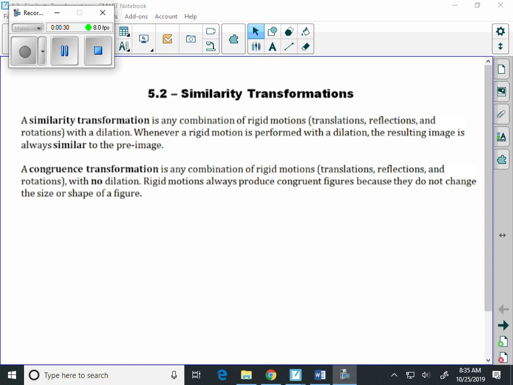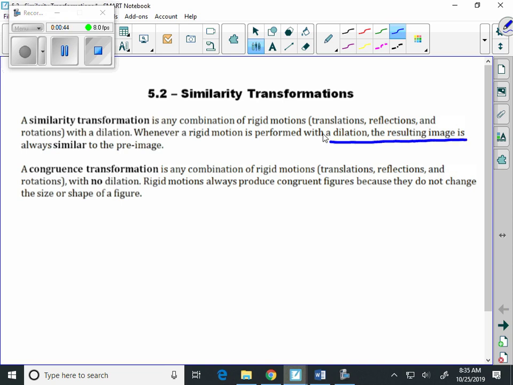Whenever you have a dilation as a transformation, your resulting image is always similar. So I'm not a big underliner or highlighter, but if you have dilation, the resulting image is going to be similar to the pre-image. The image and the pre-image will be similar. In contrast, if you don't have a dilation, if we just translate, we move it right, left, up, or down, we reflect it somehow, we rotate it somehow, no dilation, then we're going to get congruent figures.